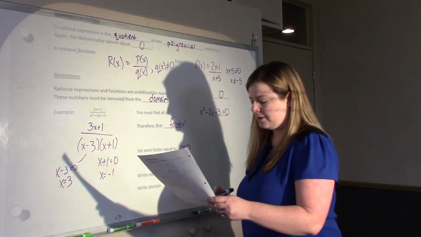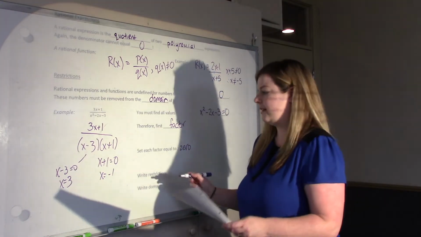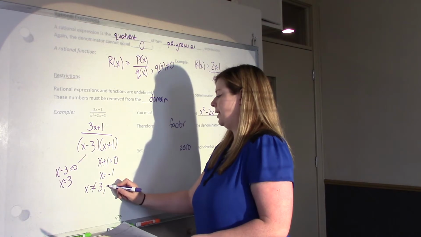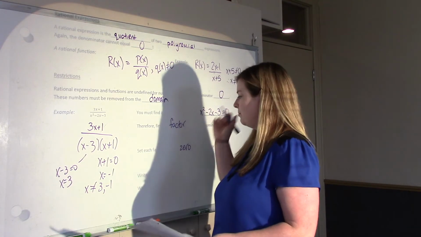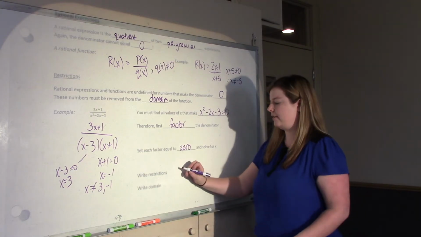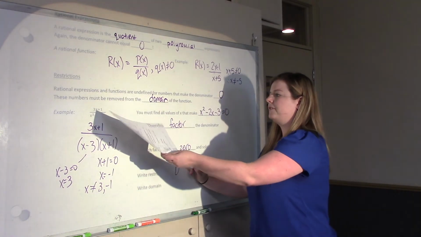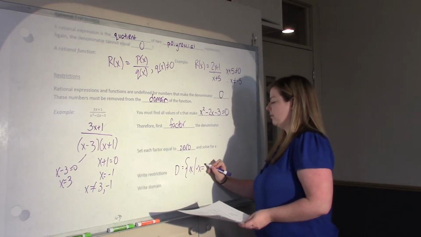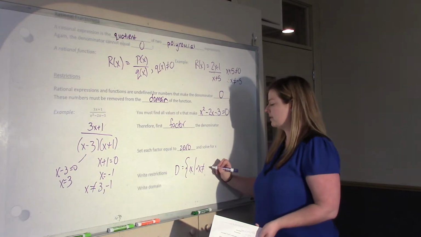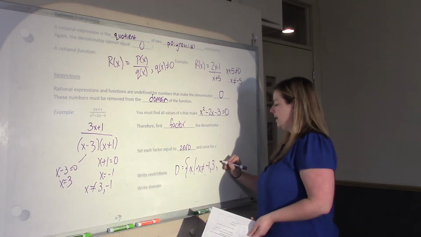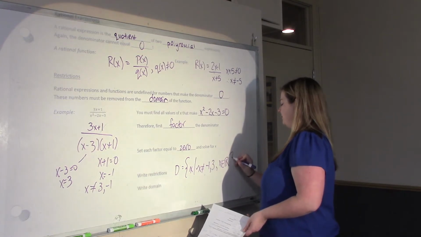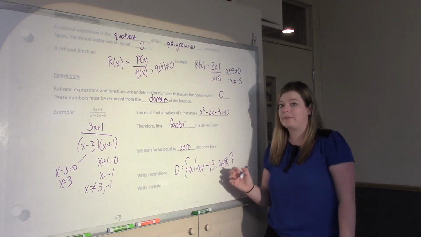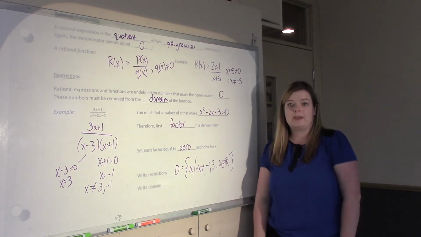So therefore, we write the restrictions and the domain. So x cannot equal 3, comma, negative 1. So our domain, I'm going to write it over here because I'm running out of spot here. So the domain of this function would be x such that x cannot equal, now I'm going to put negative 1 first just because it comes first, negative 1, comma, 3, and x is in the set of all real numbers. So this is saying that x can be any real number, it just can't be negative 1 or 3, because either one of those would make this denominator 0.